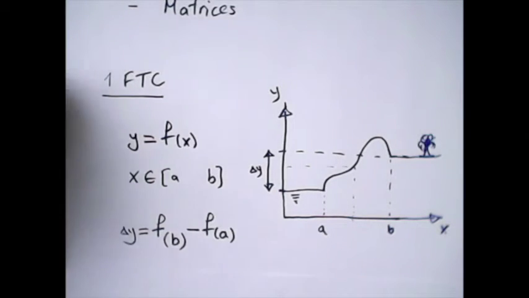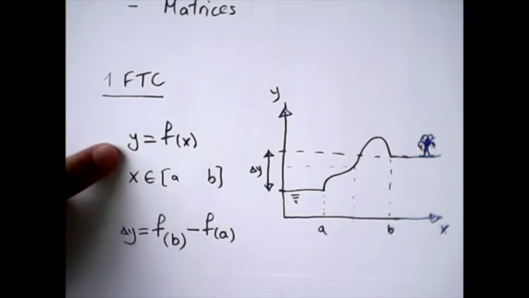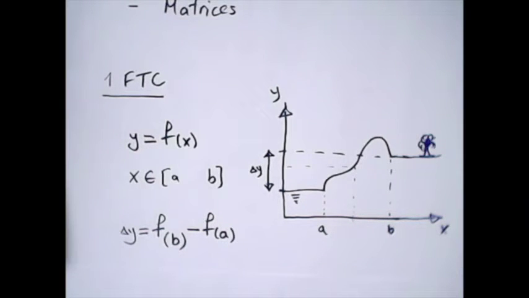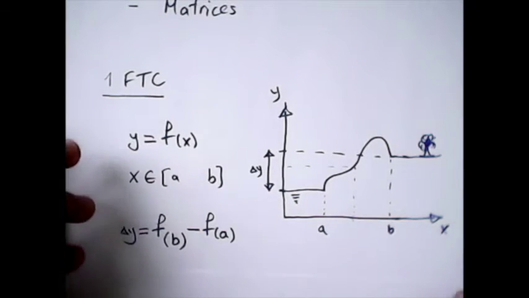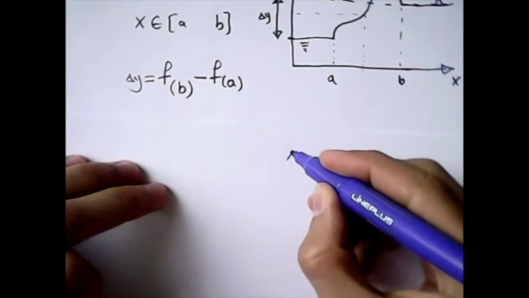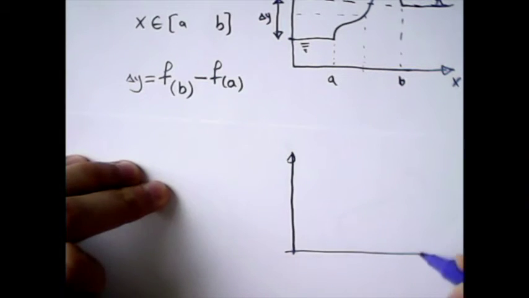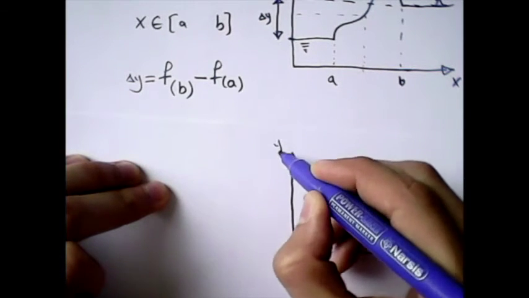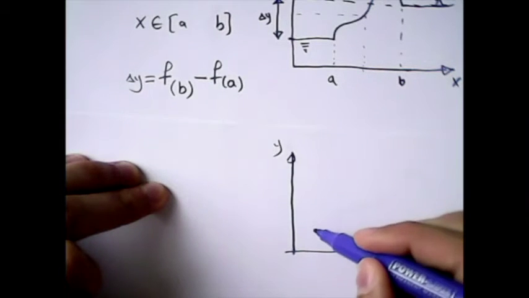But the problem is that normally this function y equals f of x is not at hand. Therefore, finding the height difference, or how much we go up the mountain, using this formula that we derived, is not usually possible. But we have other means to find the height difference, the amount that we go up the mountain. Let me draw the mountain one more time. This is y, this is x. Okay, let me draw the mountain right here.